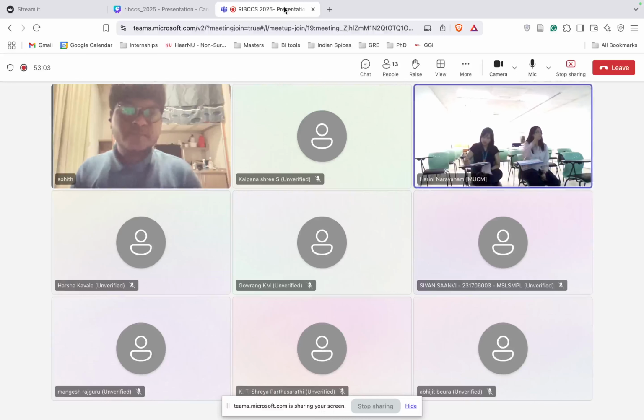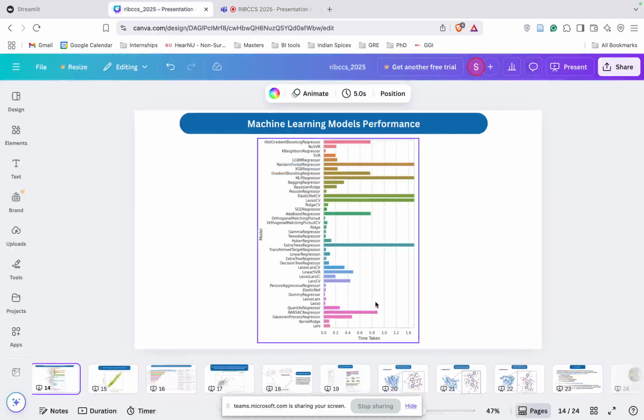Can you show the slides which talked about the time taken? What was the time taken? So the time taken here, you can see it's somewhere around 0.8 to 1 for the histogram gradient boosting regressor. 0.8 seconds. Yeah. So that was the time taken.